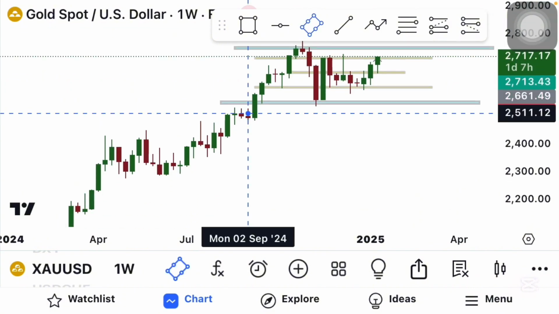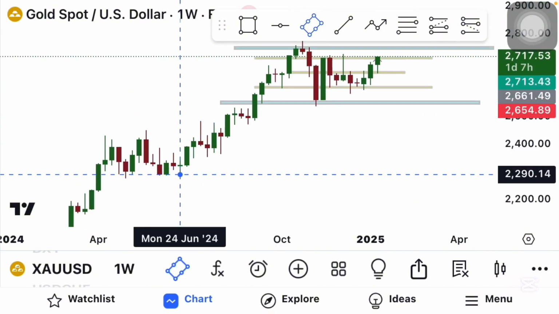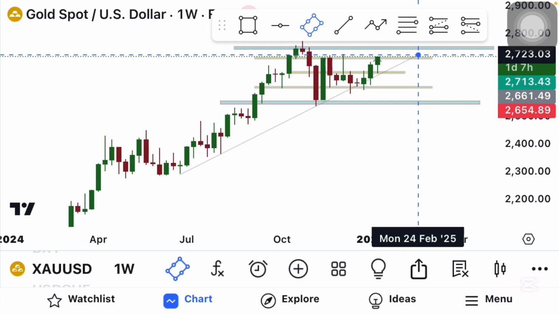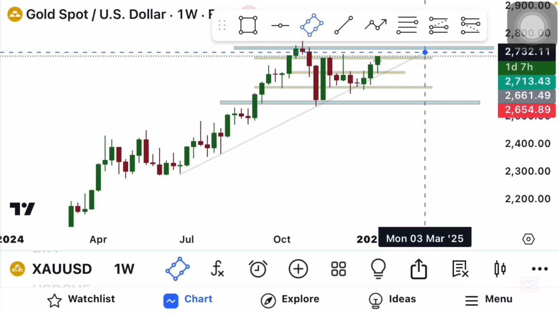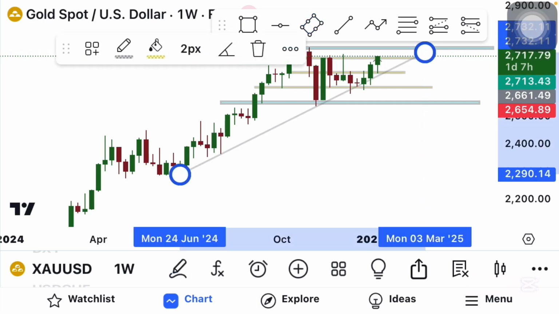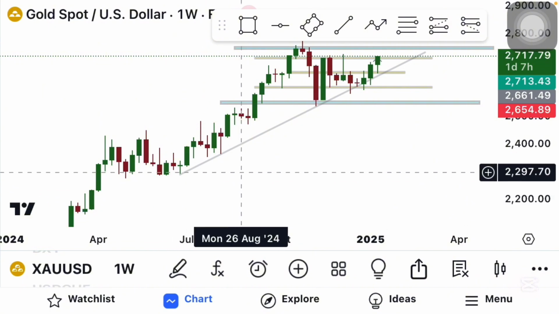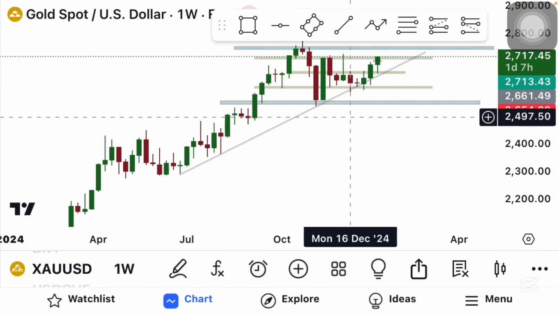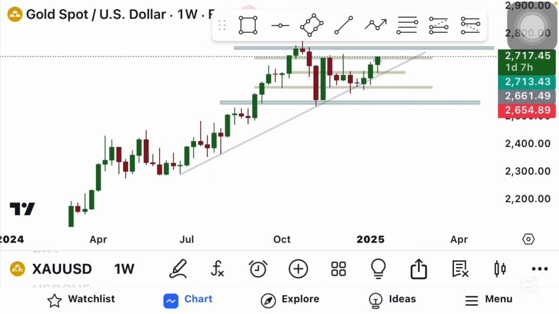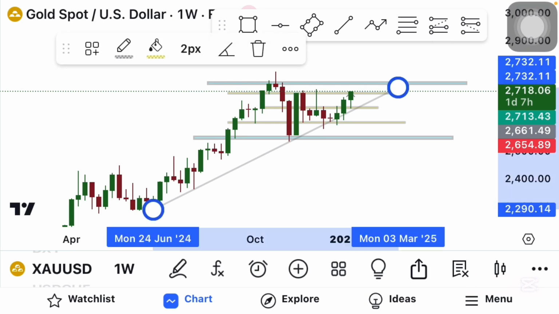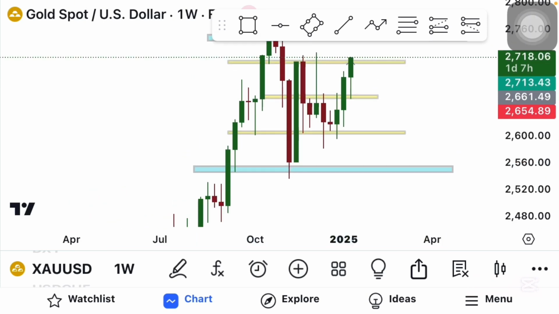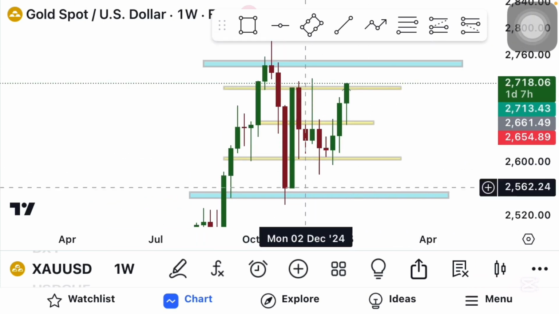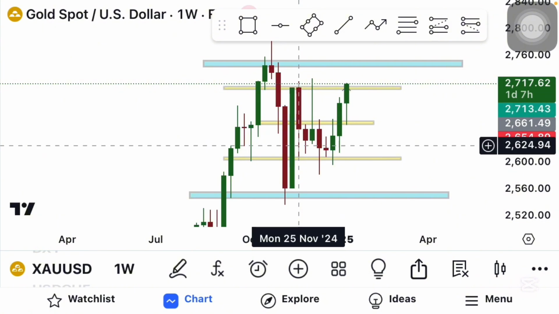Now look at this. If I draw my trend line, you can see this is the first touch of the trend line, second touch of the trend line, then third touch of the trend line, which is usually, as you all know, an impulsive move. So let's take away this. This is the first confluence. The second confluence is a bullish engulfing weekly candle that has closed.